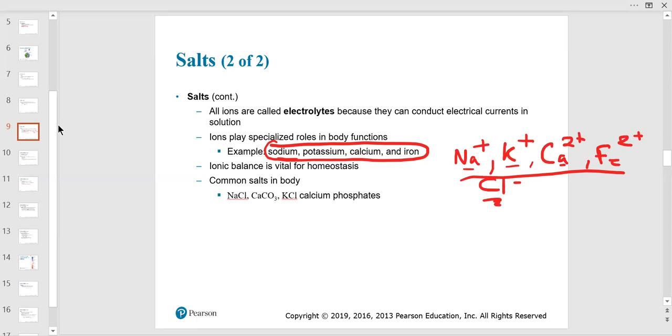But these are salts. Now, something like this we're going to find in the bone tissue. These are the salts that make up the mineralized part of the bone. And there's phosphate as well. So the bone has phosphate and calcium. But we'll talk about that when we get to bone.